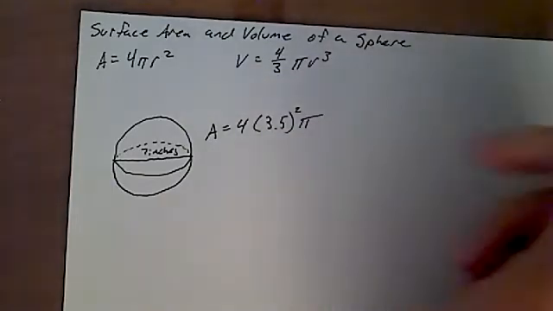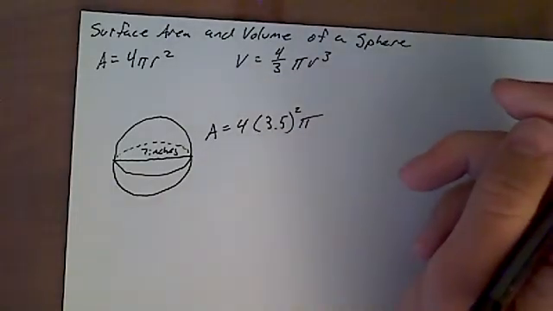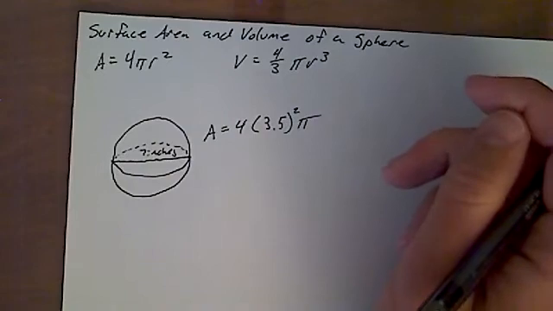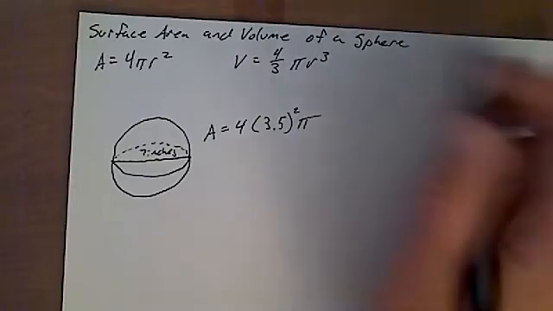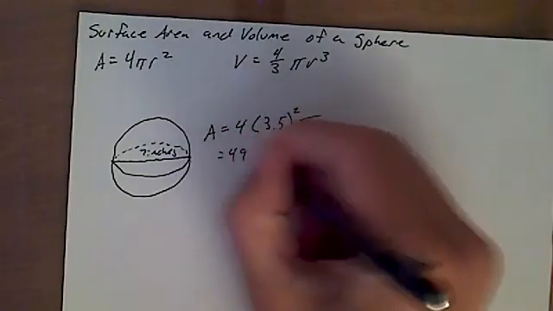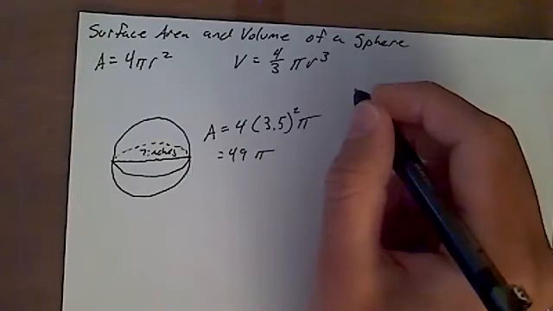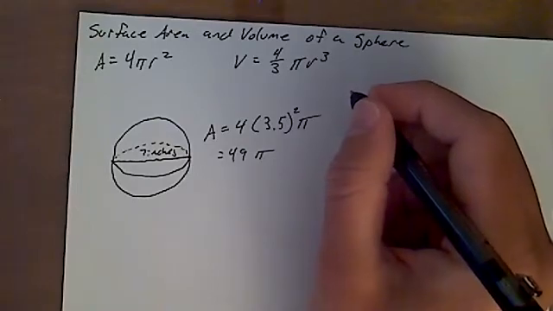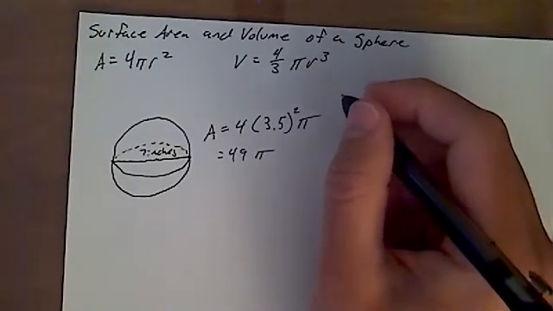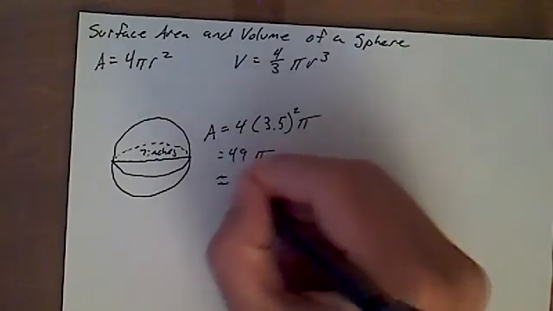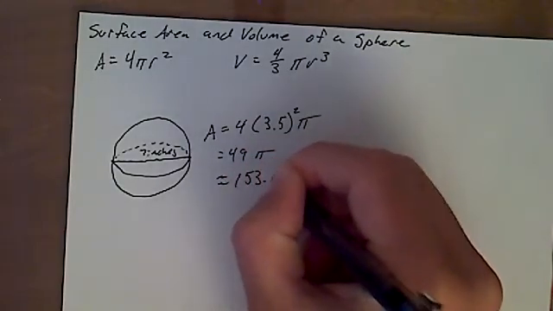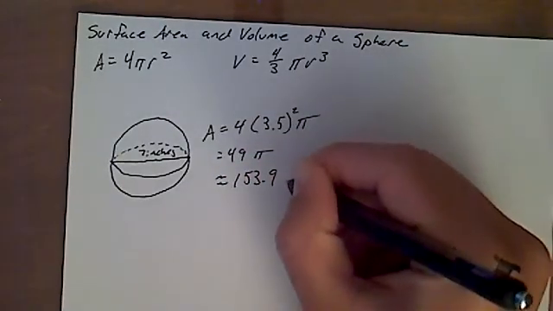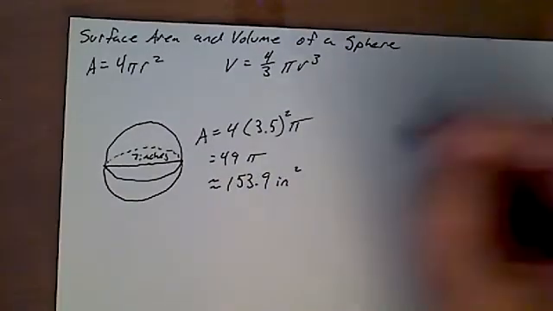squared pi. 3.5 squared is 12.25 times 4. So we would have 49 pi, which is about 153.9. And that is inches squared.